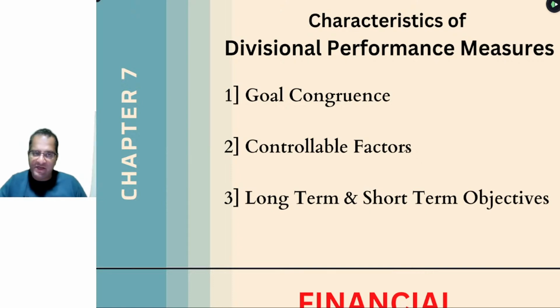Next line. In other words, uncontrollable cost from the viewpoint of department should be excluded while measuring the performance.